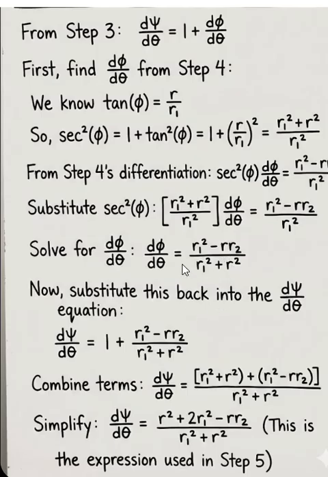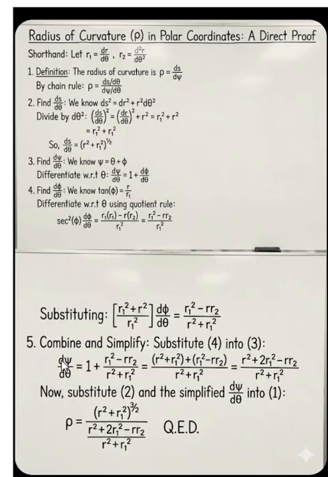Substitute back this d phi by d theta in this equation, we can get d psi by d theta is equal to this one, r1 square plus r square plus r1 square minus r1 r2 over r1 square plus r square. For this we can find out d psi by d theta. Actually, now we have found out this one.